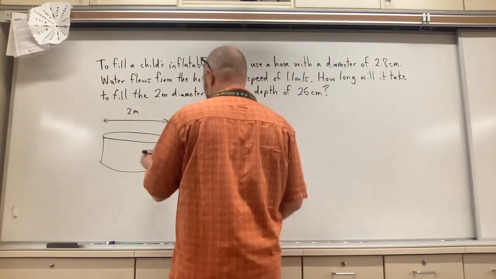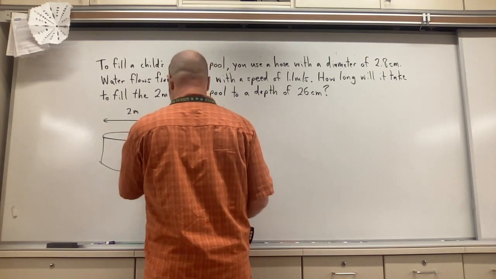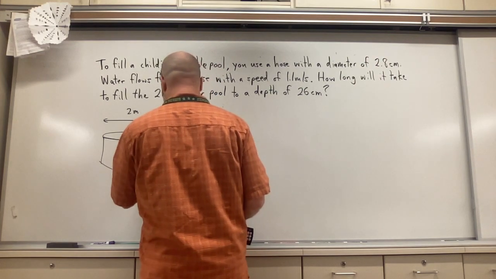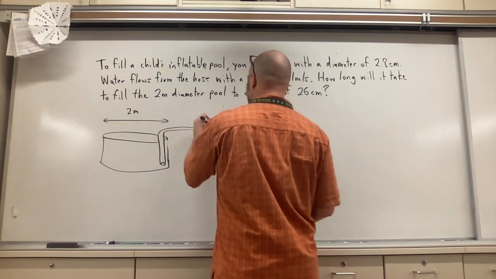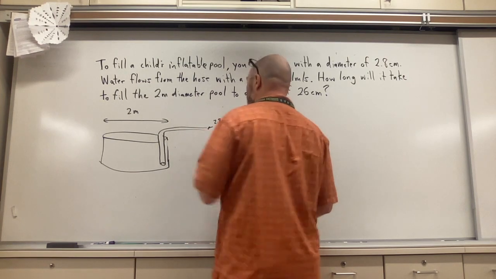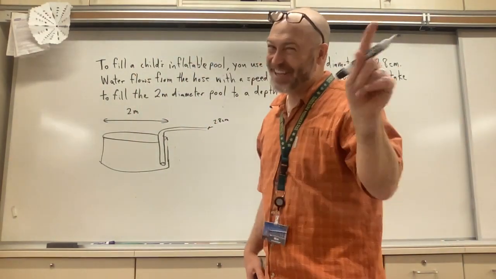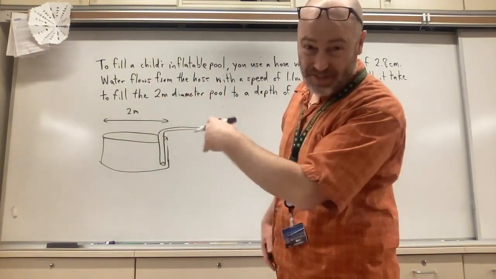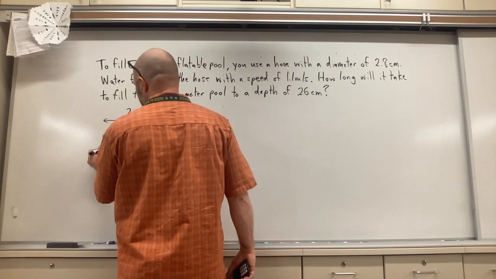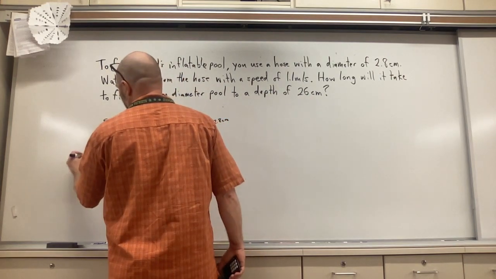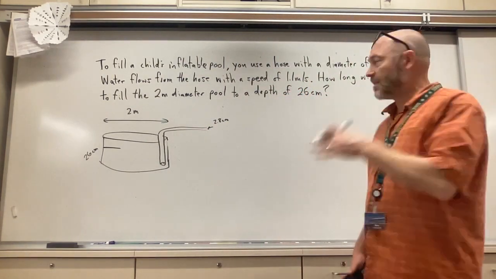Okay, very good. And then coming into the pool, I have a hose that has a diameter of 2.8 centimeters, which means it's going to have a radius of 1.4 centimeters. And we're going to have to be careful with units because meters, centimeters. And then we want to figure out how long it takes to fill it to a depth of 26 centimeters.